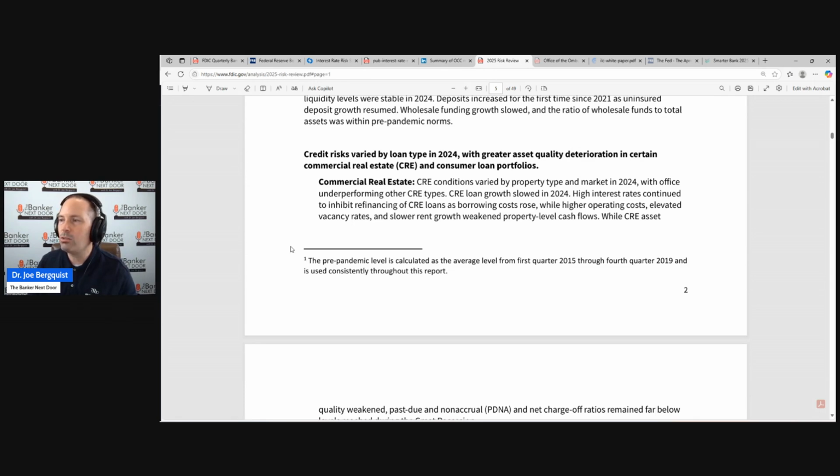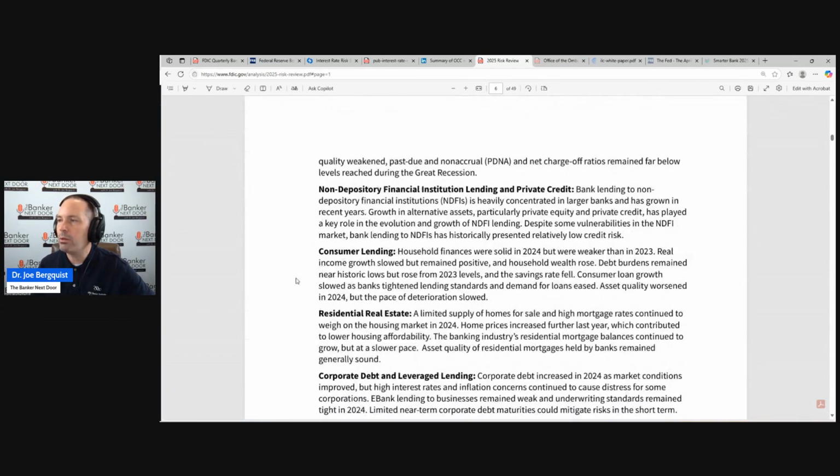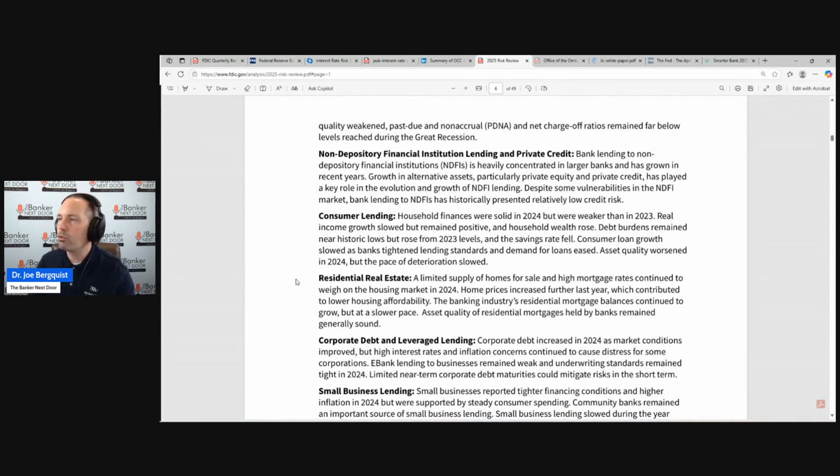High interest rates continued to inhibit refinancing of CRE loans as borrowing costs rose, while higher operating costs, elevated vacancy rates, and slower rent growth weakened property level cash flows, while CRE asset quality weakened. Past due and non-accrual and net charge-off ratios remained far below levels reached during the Great Recession.